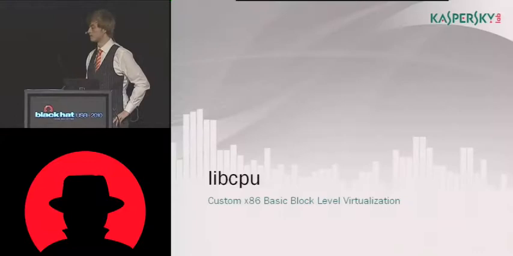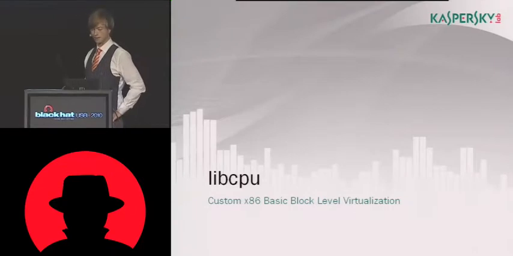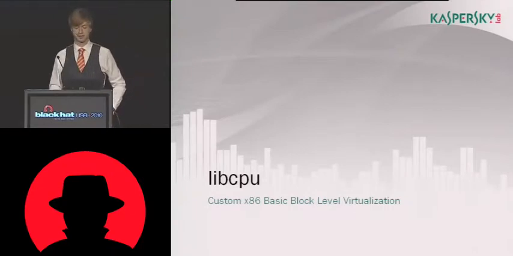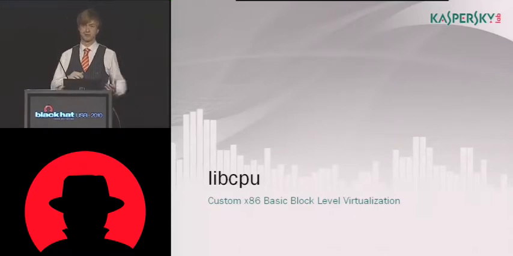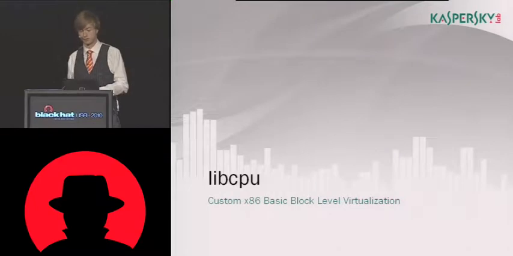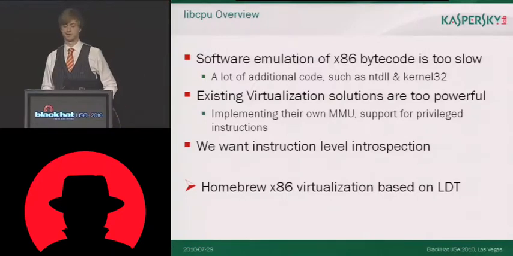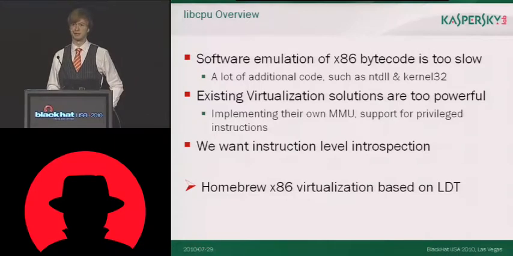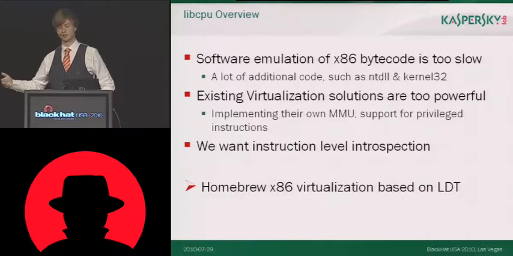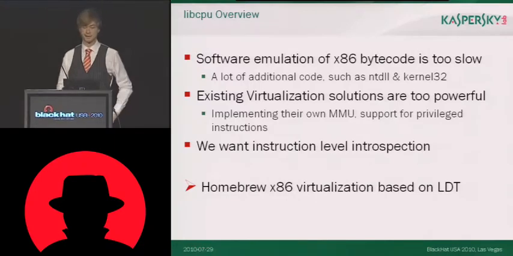So the first part is libcpu. I did a custom x86 virtualization / emulation because there are different solutions out there, but I wasn't really happy to use them for this project, so I just wrote my own. As I've said, software emulation of x86 bytecode is too slow, because it's already slow for these AV emulators that run at API level, but in this case we're executing even more bytecode because we're executing all these DLLs too. So executing a lot of bytecode requires a fast solution.